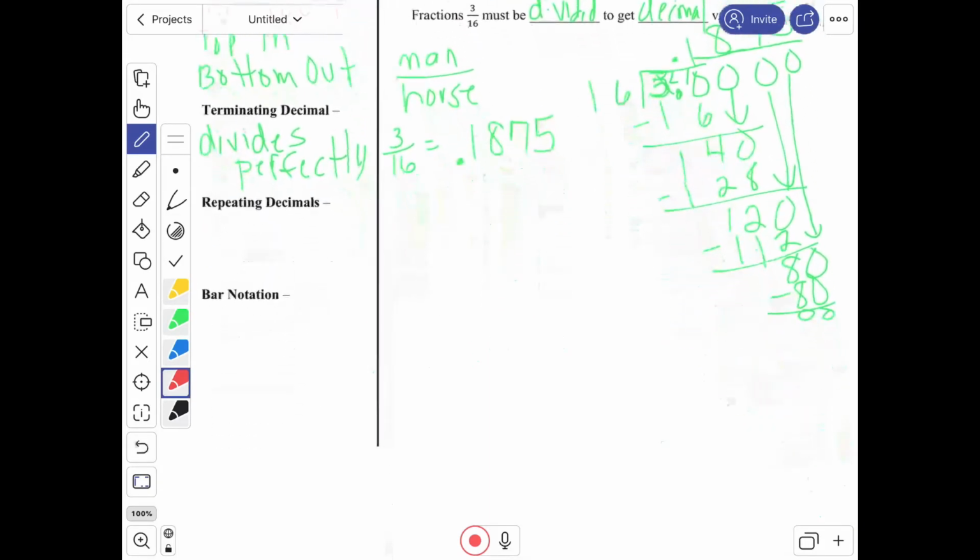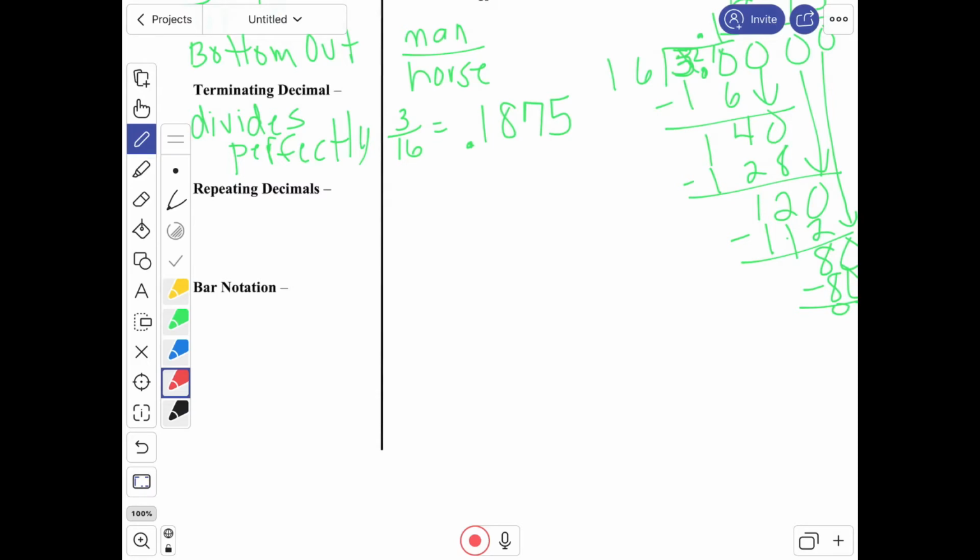Now, repeating decimals. Repeating decimals repeat with a pattern. So there has to be a pattern that's repeating. Like 8/11. Again, man, horse, top number in, bottom number out.